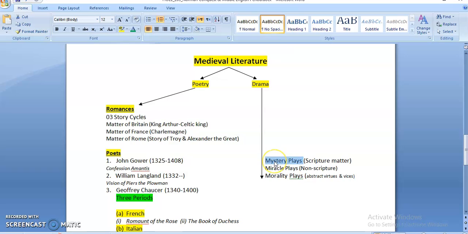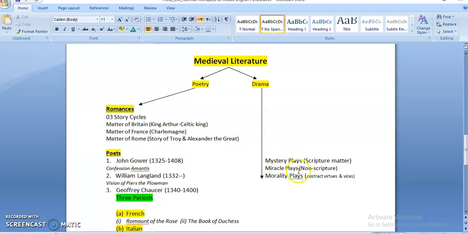Later on, as character and locale were introduced, it came out of the pulpit and into the churchyard and then out into the street. But it had a religious origin. So in mystery plays, scripture matter was dealt with, like creation of the universe, fall of man, crucifixion of the Messiah, and Exodus, and anything taken from the Bible.